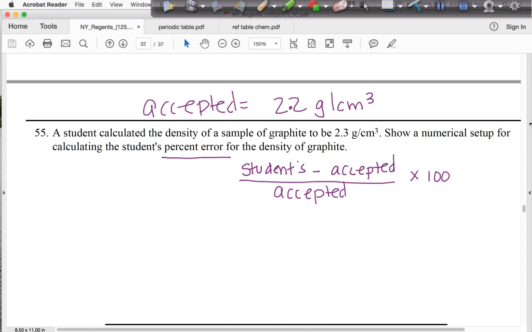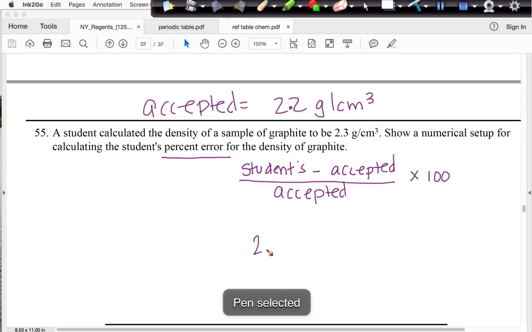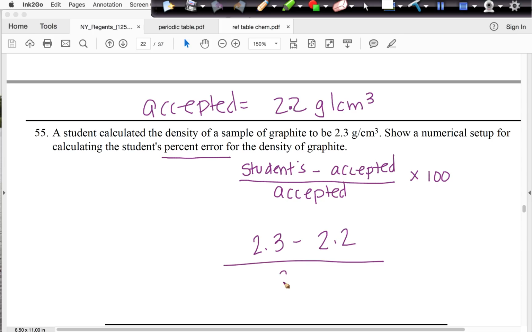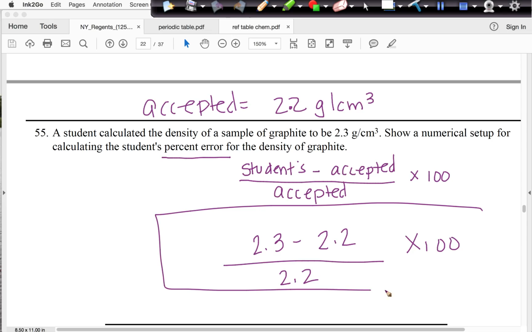So if we take the student's value of 2.3 minus the accepted value of 2.2 and put it over the accepted value times 100, this would be the final answer because a numerical setup means show the math. All you need is numbers.